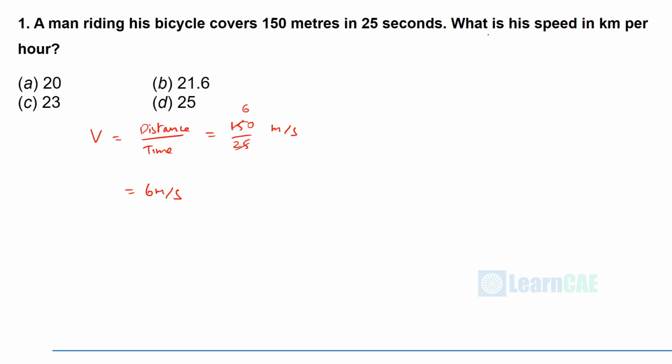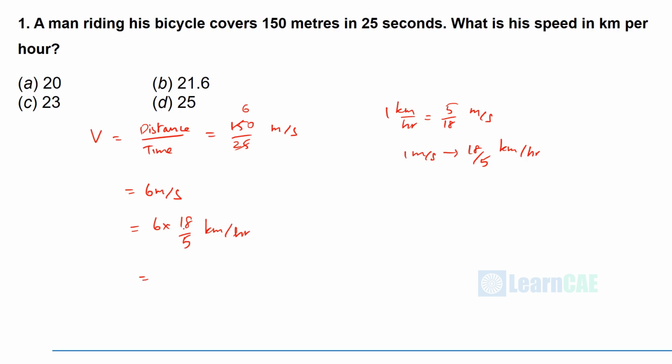Now we have to convert this to kilometer per hour. We know 1 kilometer per hour will be equal to 5 by 18 meter per second. Therefore 1 meter per second will be equal to 18 by 5 kilometer per hour. We can directly substitute this value, or you can convert this to kilometer and hour separately. 6 into 18 by 5 kilometer per hour.